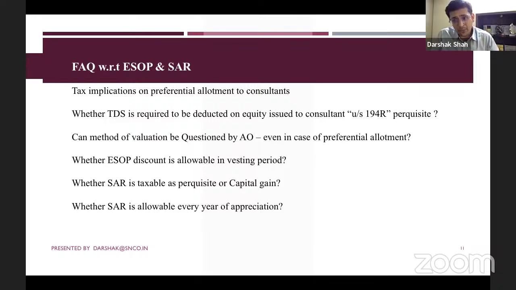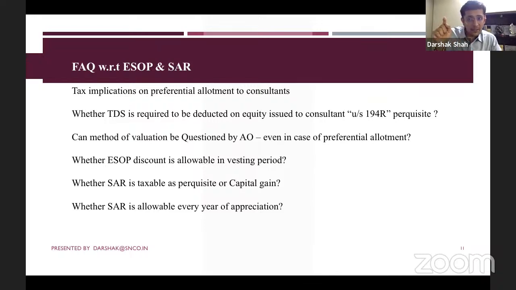Now, when you get a preferential allotment, the point is what is the tax implication. I'm a consultant, I'm delivering services to the organization against which I'm getting a preferential allotment. Now, when I get this preferential allotment, what is going to be the tax implication in my hands? Here, if I'm giving professional services against which I'm getting a preferential allotment, then that becomes of the character of professional income, right?